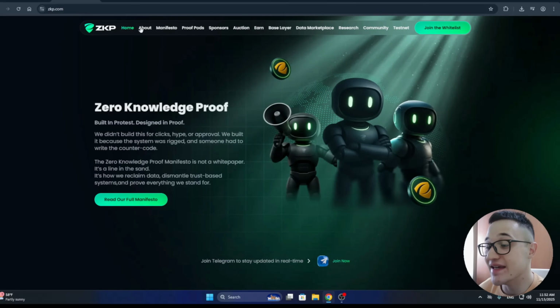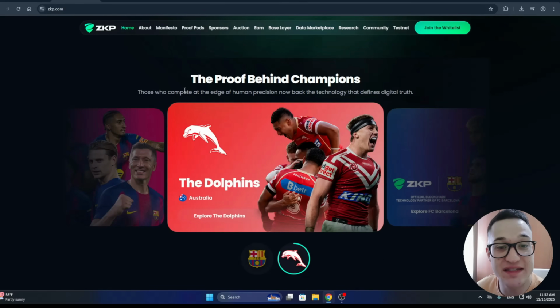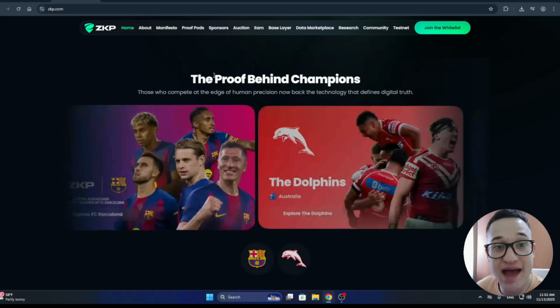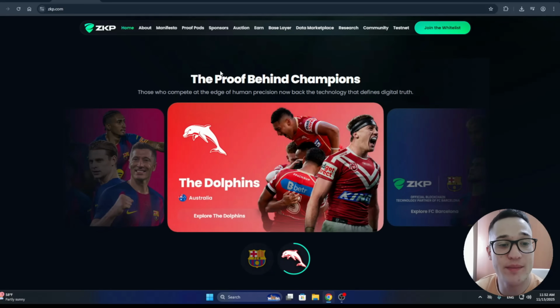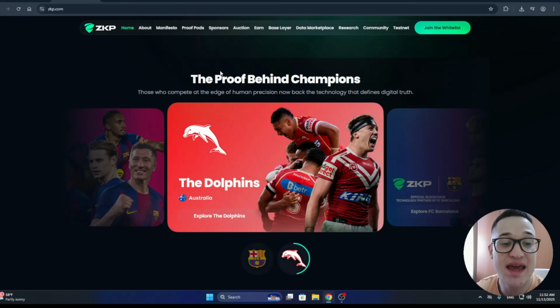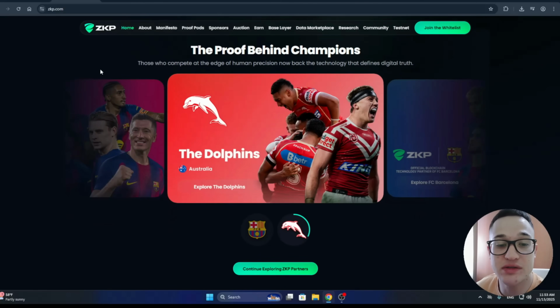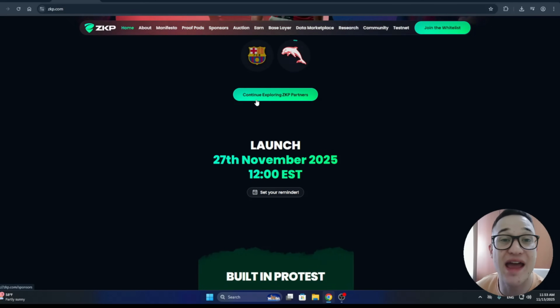So what exactly is Zero Knowledge Proof? Zero Knowledge Proof is a next-generation blockchain built for one purpose, guys, which is privacy without sacrificing trust. Right now, if you're using Bitcoin or Ethereum, every single thing that you do is on-chain and is public, so anybody is able to see it. And Zero Knowledge Proof flips that on its head. It uses advanced cryptography, zero knowledge proofs, which lets the network verify information without ever exposing it.